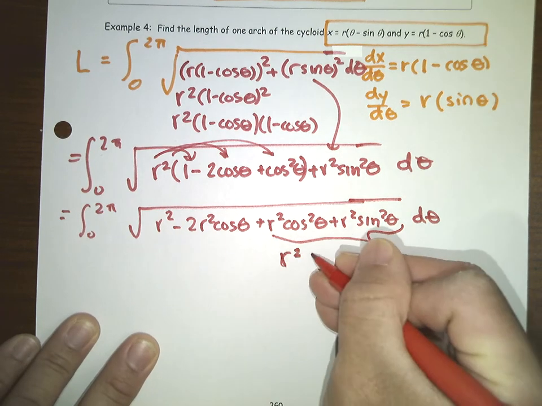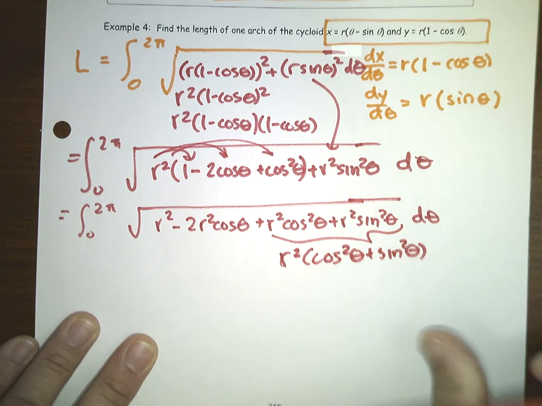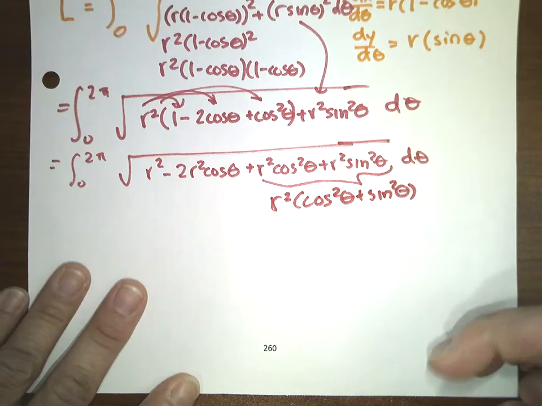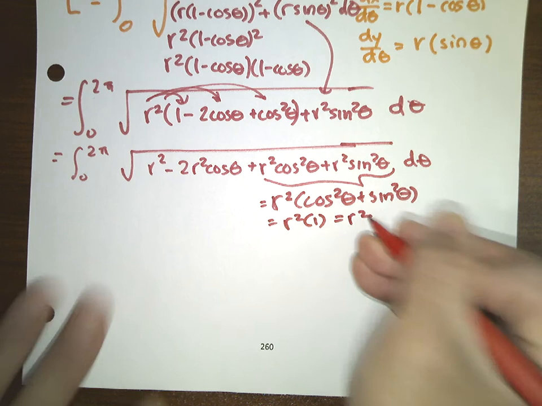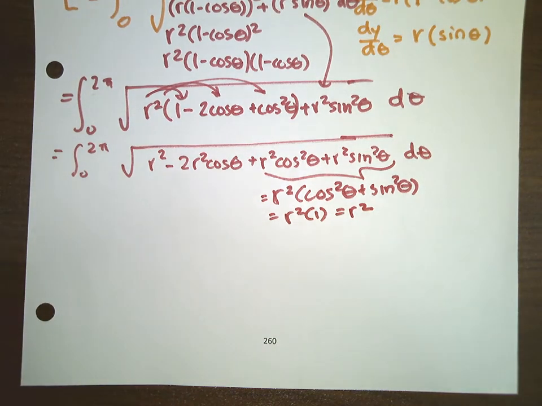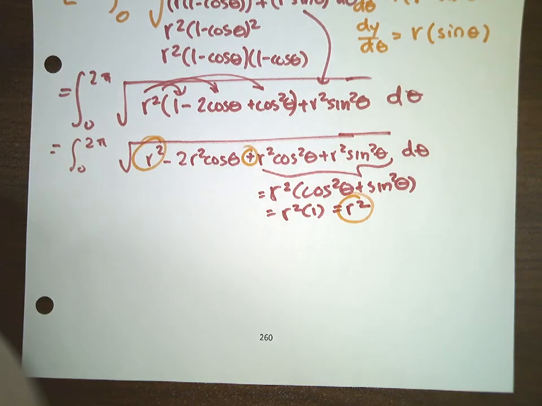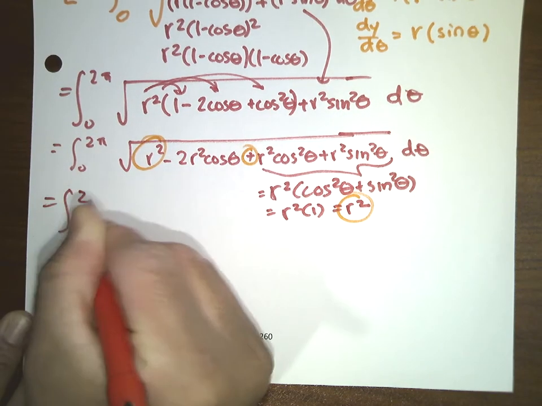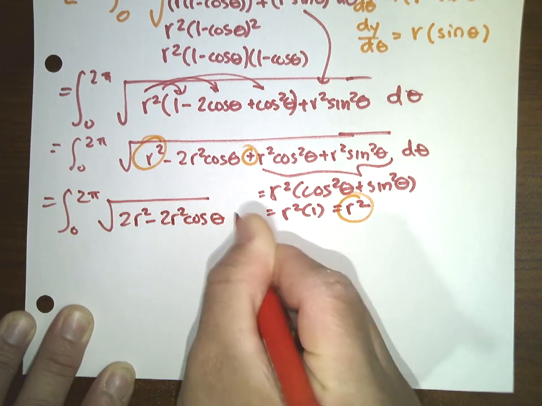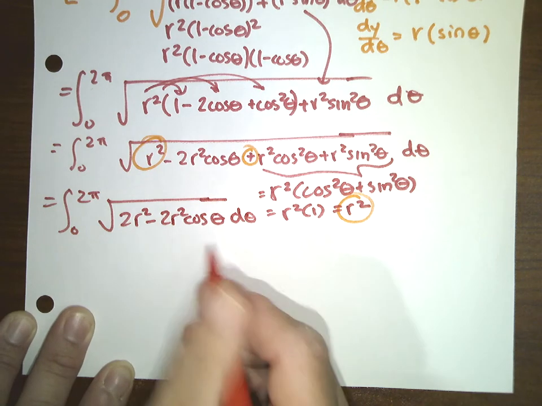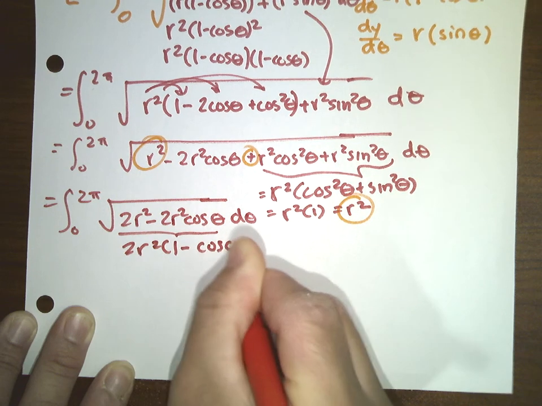So I'll factor out the r squared: r squared times (cosine squared theta plus sine squared theta). And cosine squared theta plus sine squared theta is equal to 1. So this is r squared times 1, which is just r squared. Then I will combine that with this r squared here. So r squared plus r squared is 2r squared. So I have the integral from 0 to 2 pi of the square root of 2r squared minus 2r squared cosine of theta d theta. And that's great news because I can factor out a 2r squared here: 2r squared times (1 minus cosine of theta).